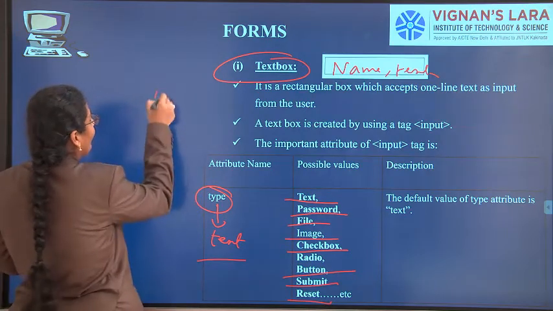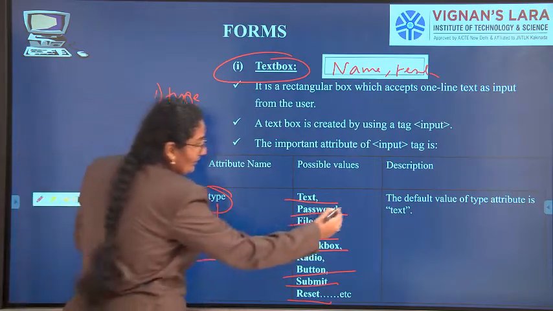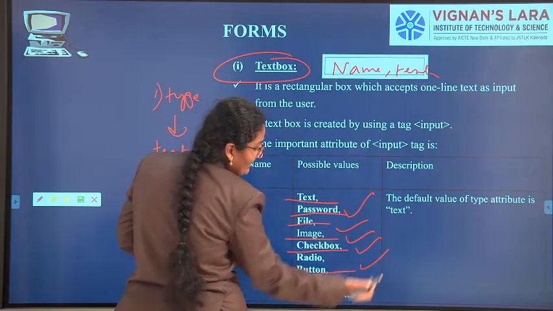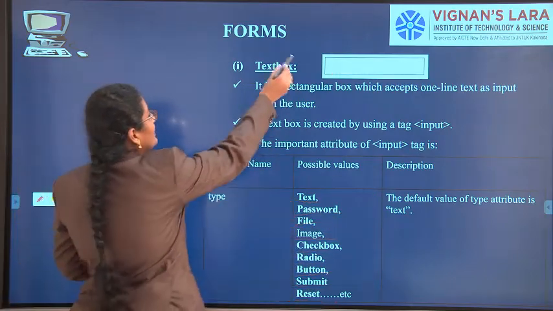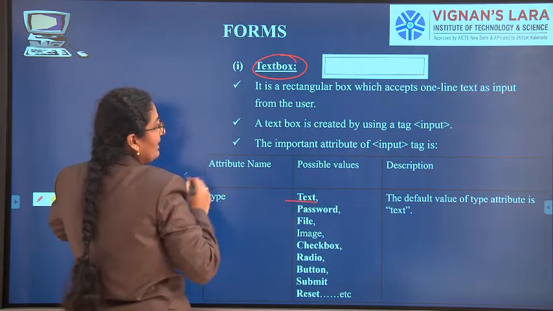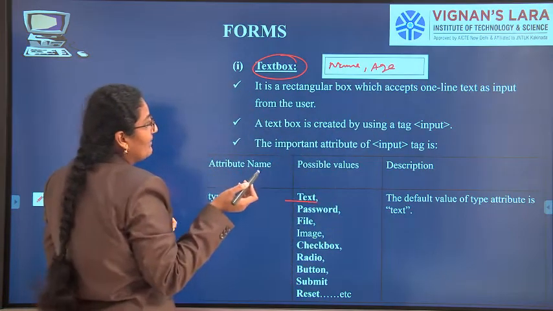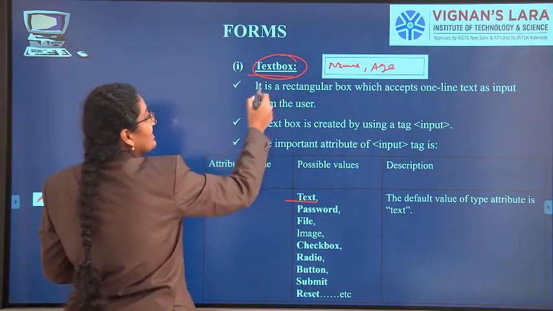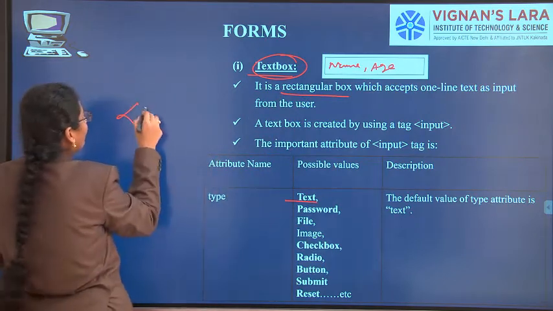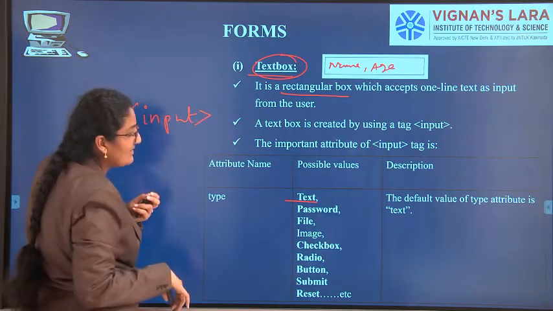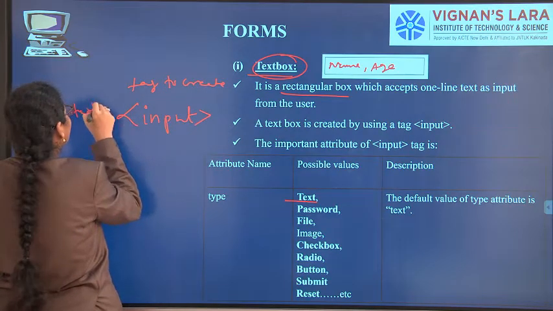So the first attribute is type. The default is text. Apart from text, you can also give password, file, image, checkbox, radio button, or submit and reset buttons. So text box is our first type. Using text box you can give name, age, anything. This is a rectangular box which accepts input. This text box is created using the input tag. So what is the tag to create a text box?